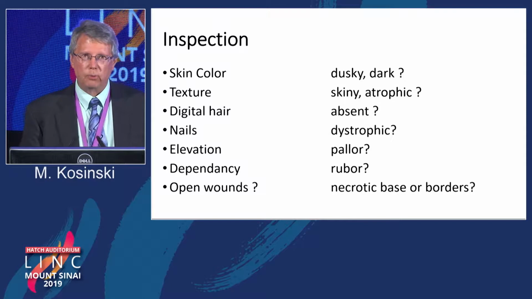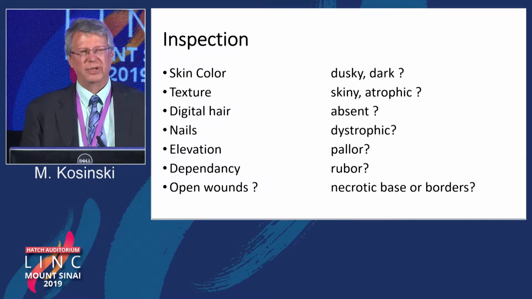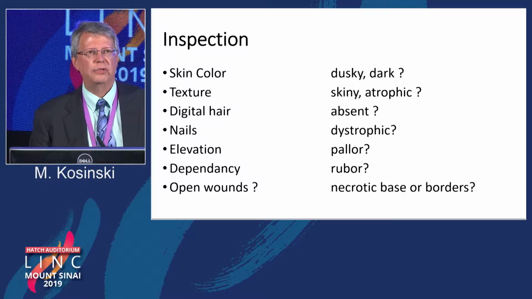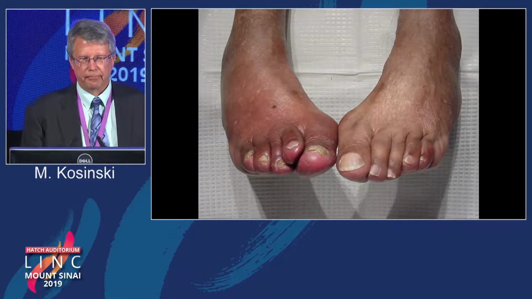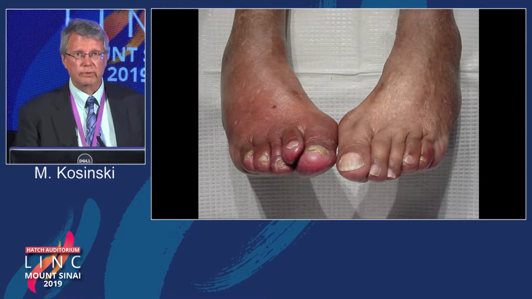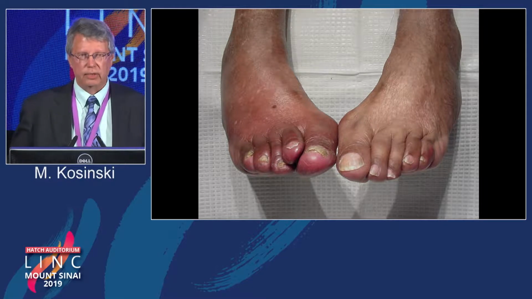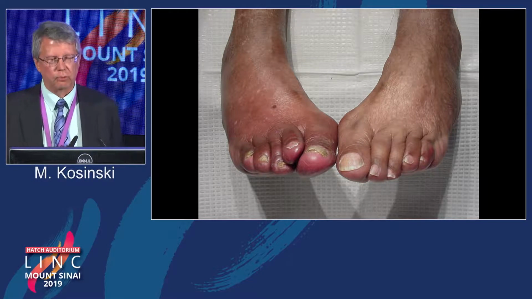And when we look at the open wounds, we can get a good sense of the peripheral arterial disease with the quality of the wound. Is it a good red granulation tissue base, or are there areas of necrosis in the wound? This is a little bit more robust color difference between one limb and the other, and the patient's right limb, as we can see compared to the left, has some significant rubor on dependency.